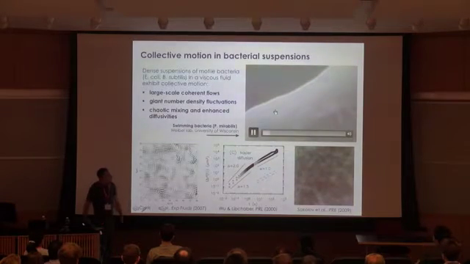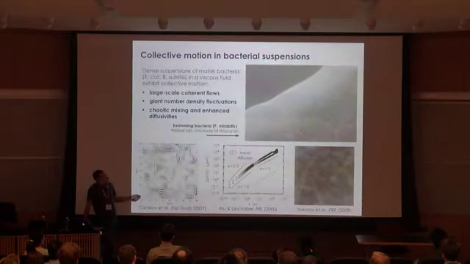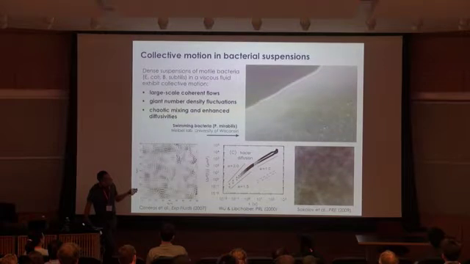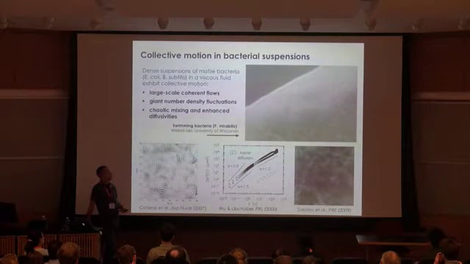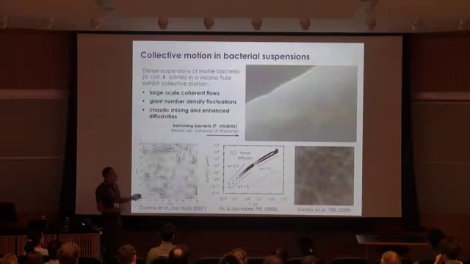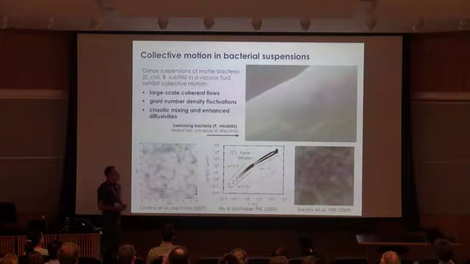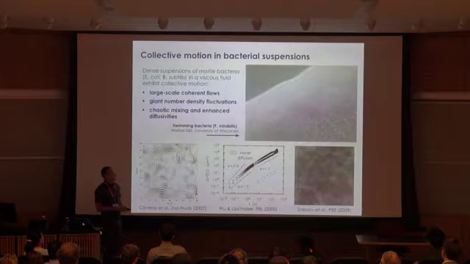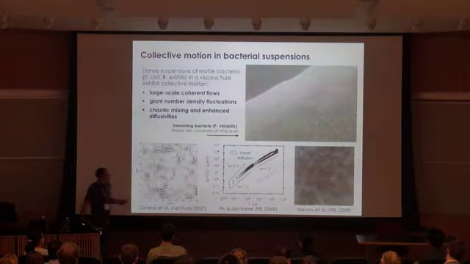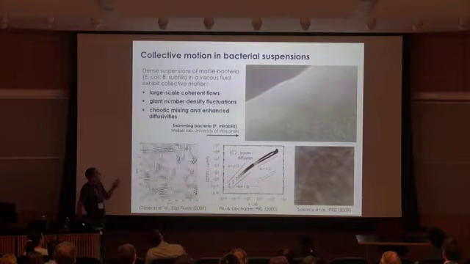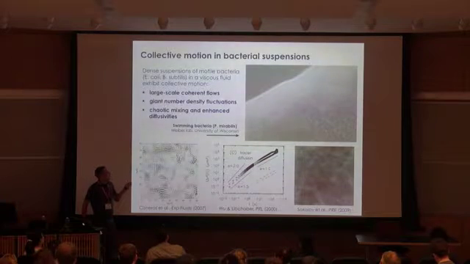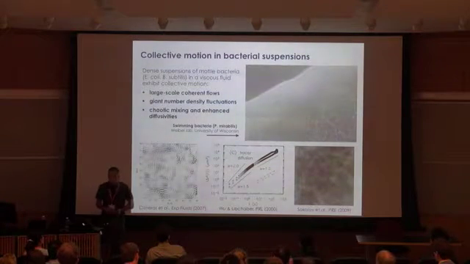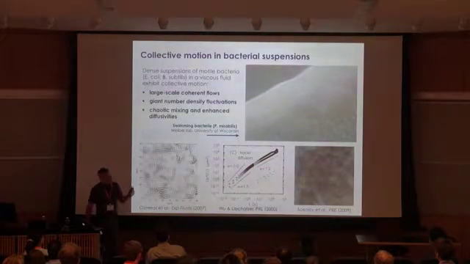This is a typical movie of a suspension of bacteria. Each little dark rod is a bacterium. It would go more or less in a straight line if it were by itself. But as you concentrate them, it's well known that you get these large-scale flows that are chaotic, that look like turbulence, even though there's no inertia on these scales. So typical features in the experiments are, again, large-scale coherent flows, strong density fluctuations, strong mixing, and strong diffusivities as well. So this is what happens in the bulk.